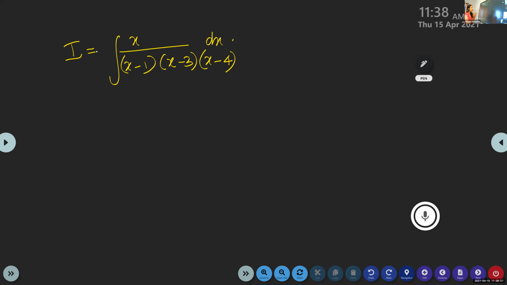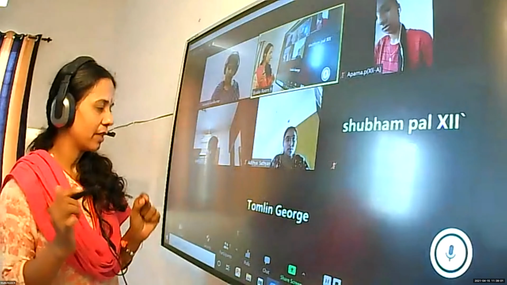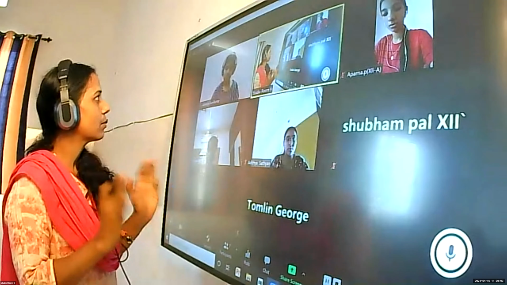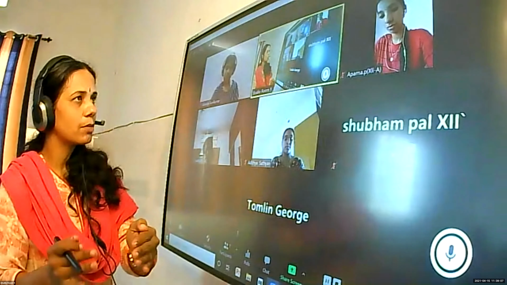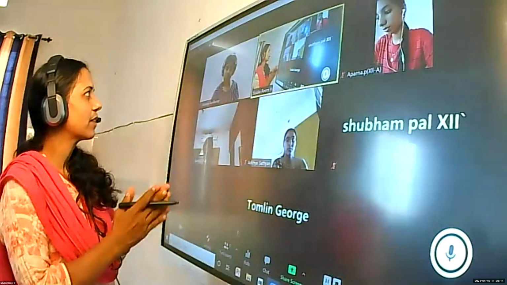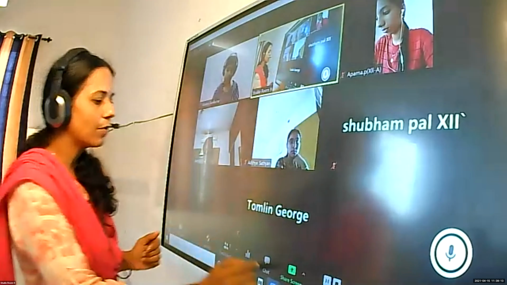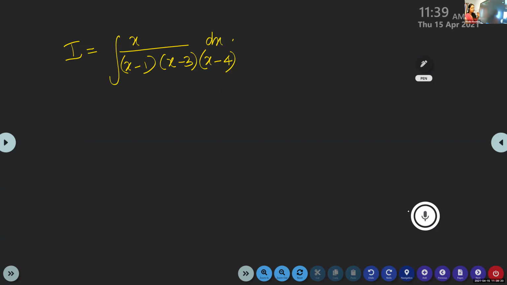In the exam, they will not say integrate by partial fractions. The question will be simply integrate. We have to identify whether it is by substitution method or by rational functions, integration by partial fractions. How will you identify? What type of function is it? Is it a rational function?